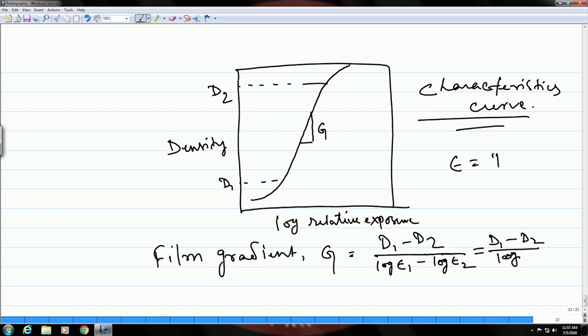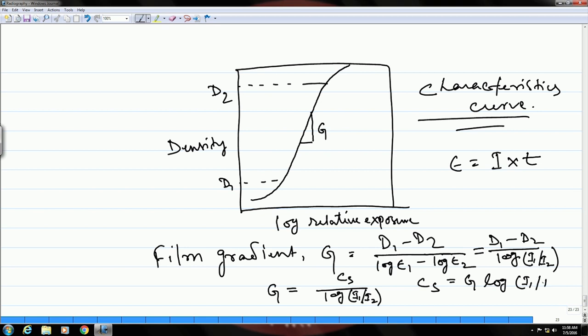And epsilon we have already defined as I times t. So, for the same time of exposure, this will be I 1 by I 2. And we have also seen that D 1 minus D 2 is the contrast C s. Therefore, G can be written in terms of the contrast C s in this fashion, or C s can be written in terms of G like this. Okay. So, this is a very important parameter for a film.